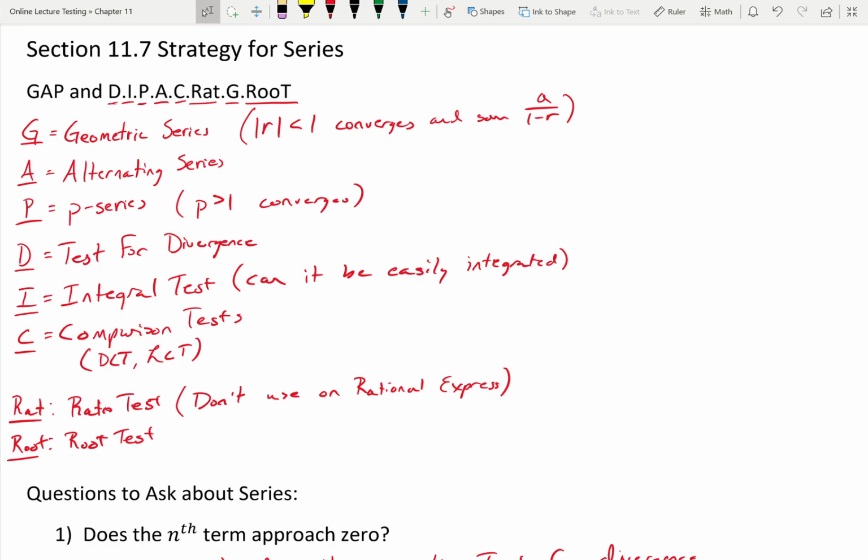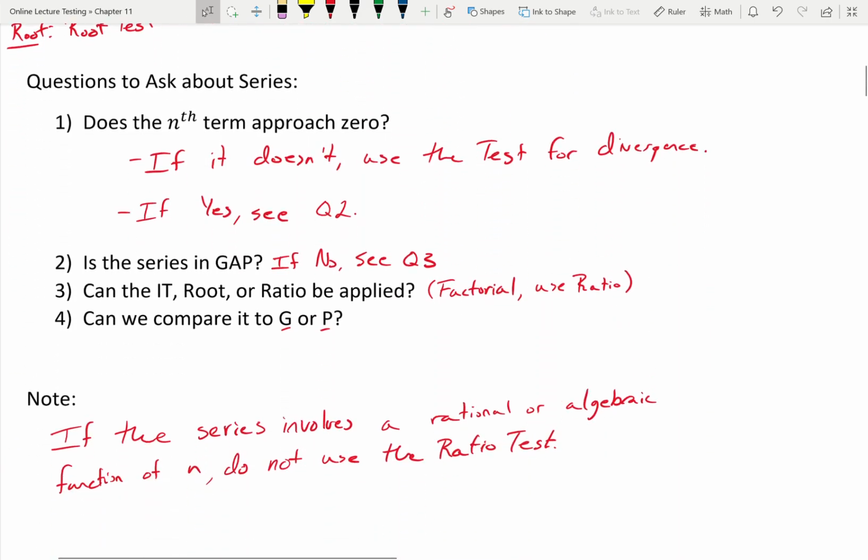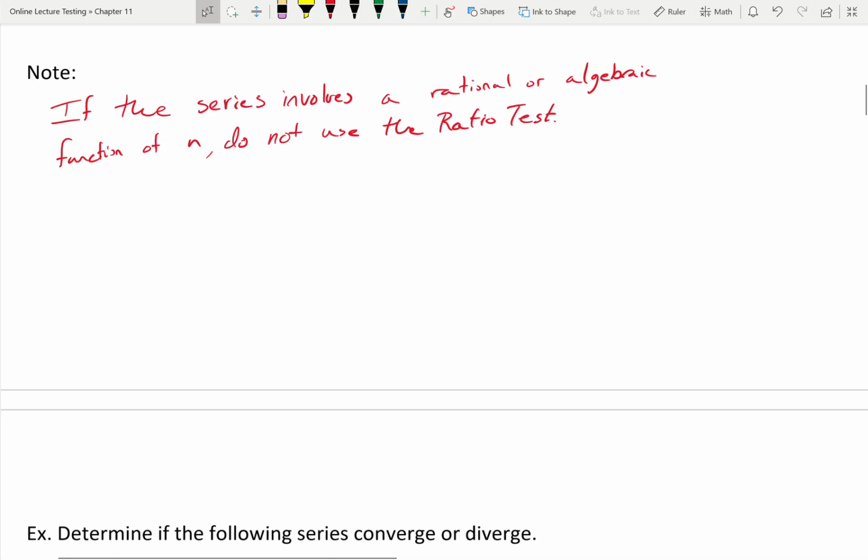Those, if you need to write it at the top of your test, you're more welcome to. Since this is open book, you can do whatever you want, pretty much. Just don't cheat. But this is the idea of these: look through these real quick and say, okay, what can I use?